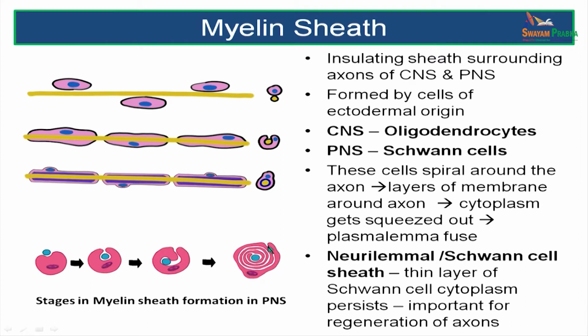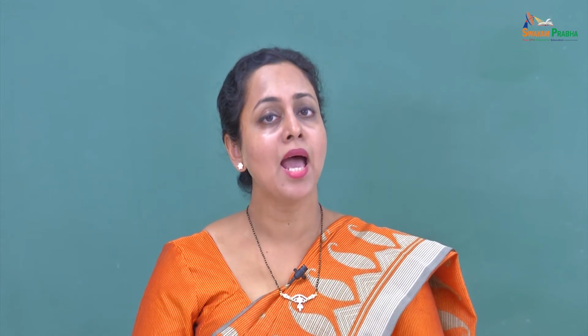This peripheral layer forms what we call the neurilemmal sheath or the Schwann cell sheath, and this sheath is very important when we talk about regeneration of axons. A neuron that has a neurilemmal sheath around its axon can regenerate and can repair, but absence of the neurilemmal sheath means that neuron cannot repair itself.